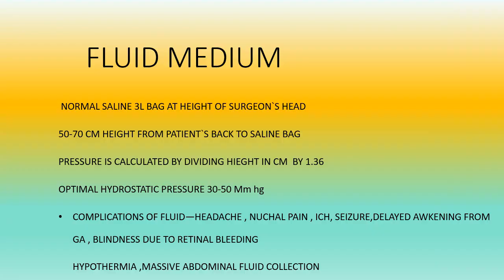The fluid medium, we use 3% saline, a 3-liter bag of saline over the surgeon side. Usually the height is 50 to 70 centimeters from the patient to the saline bag, and it is roughly divided by 1.36, that is 30 to 50 millimeters of mercury pressure. It is sufficient to stop venous oozing, bone oozing, and bleeding, but not arterial bleeding.